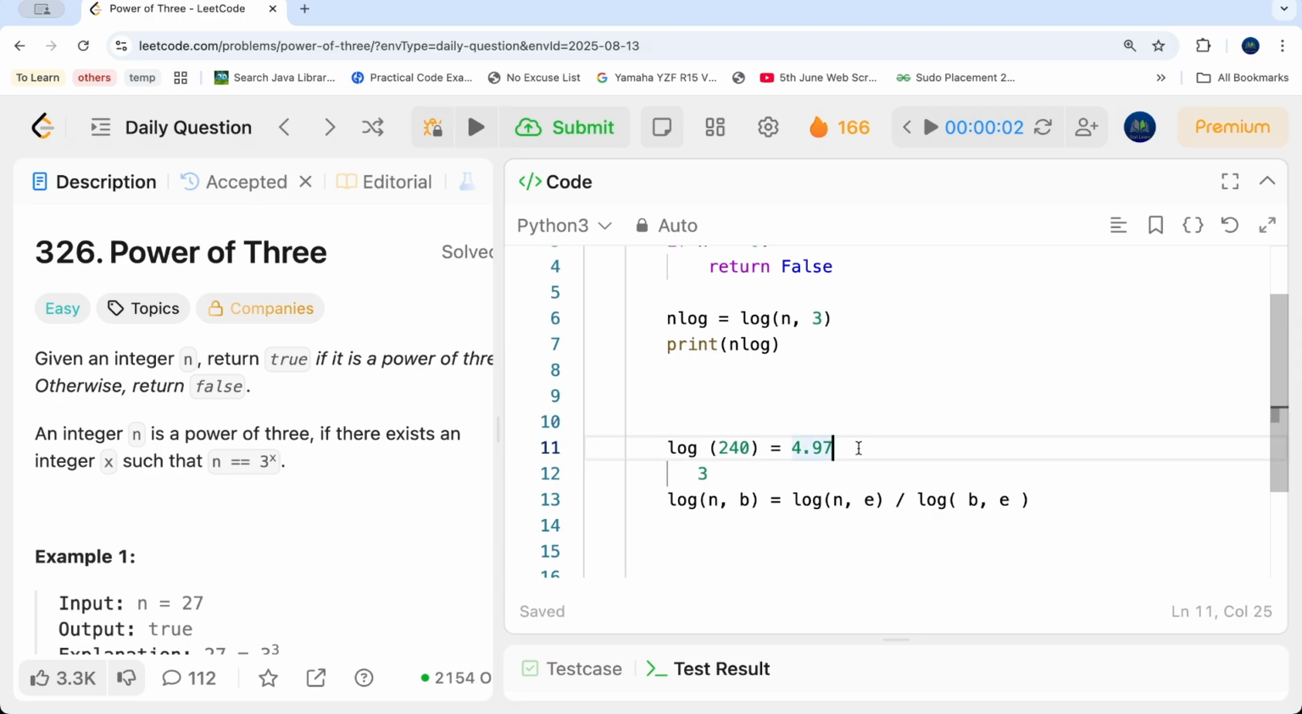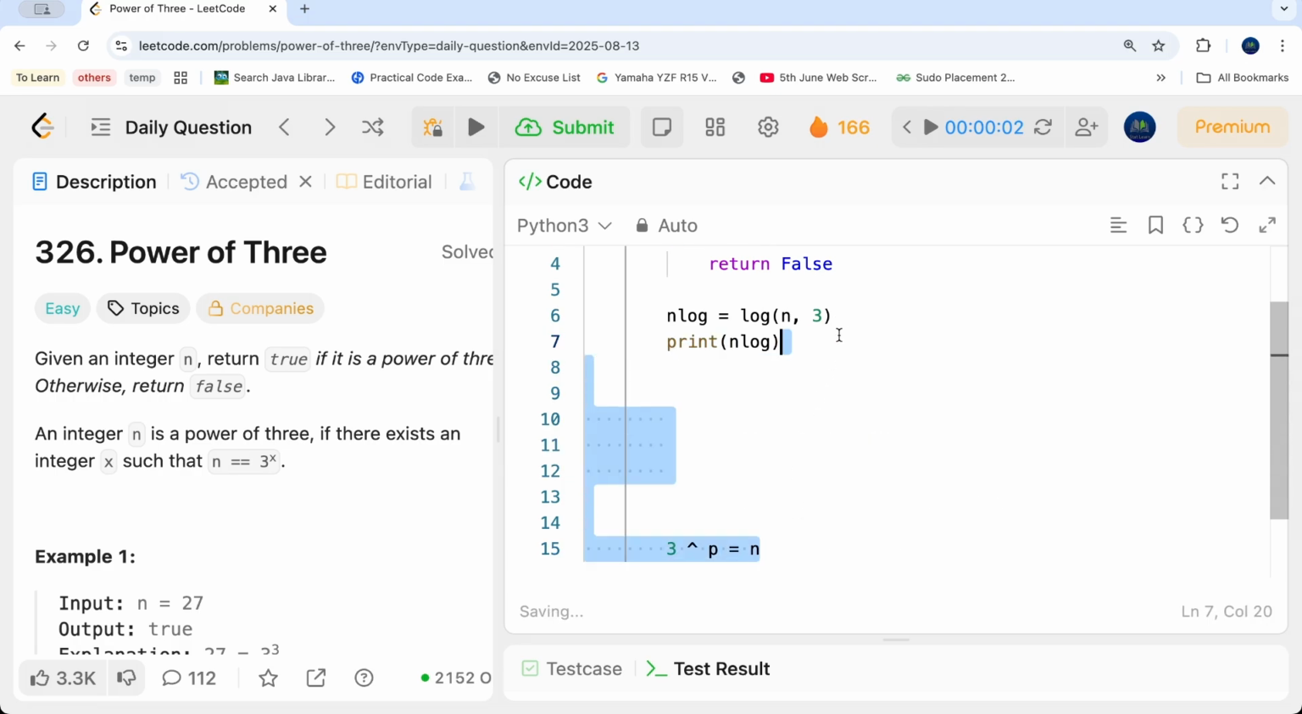Basically what you can do is take the ceiling value of this, take the upper bound of this. The upper bound will be equal to 5, right? If this number is equal to 5, then we can return true. That is, this number is a defined integer. For example, if you try to find out the log of 243 with the base of 3, then this will be equal to 5.0. If you take the upper bound of this, it will be equal to 5, and these both are equal, right? And since both of them are equal, we can say that yes, this is a power of 3. But for 240, this will be around 4.97. The ceiling value will still be 5, but this will not be equal to 5 now.